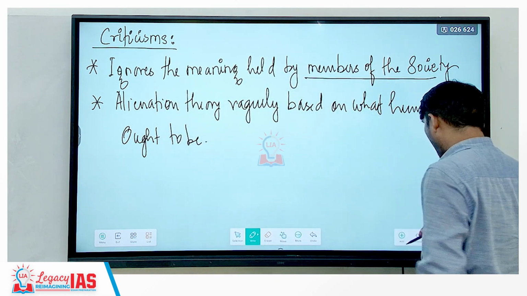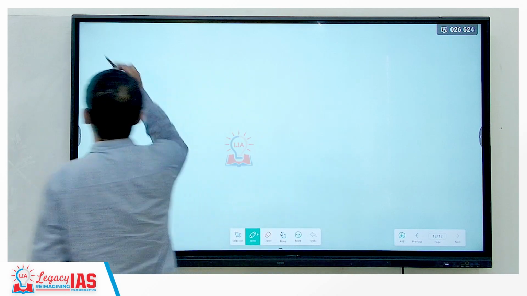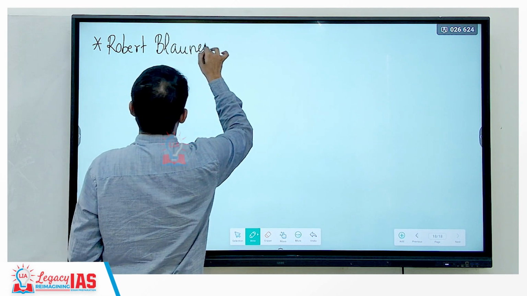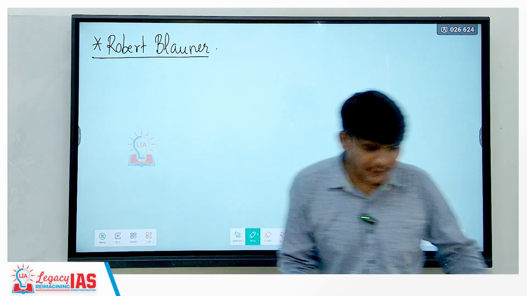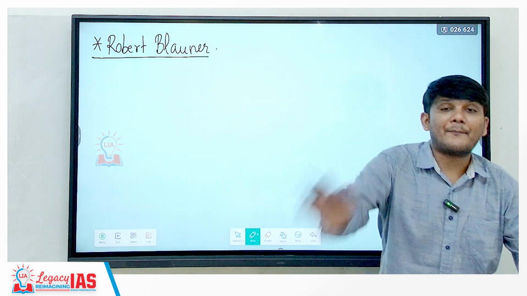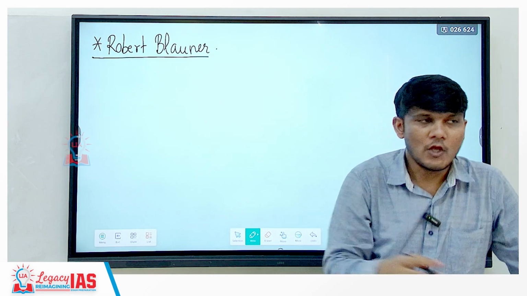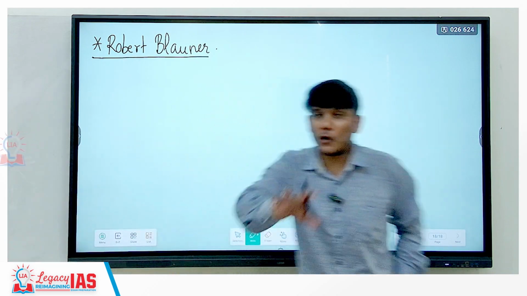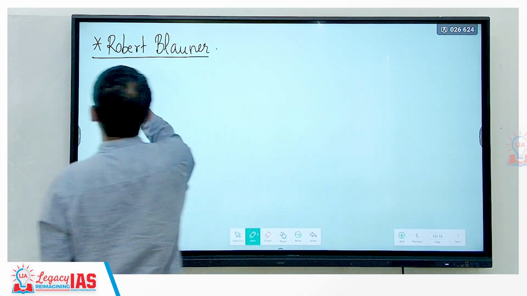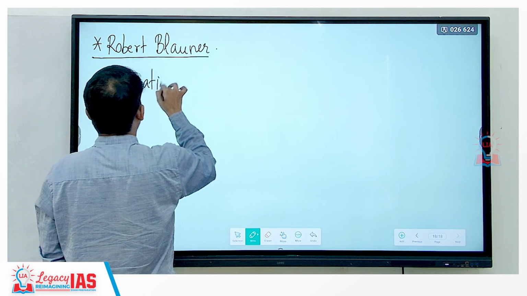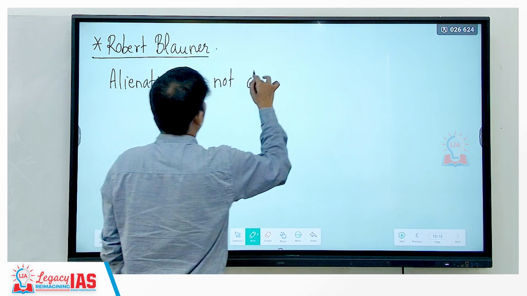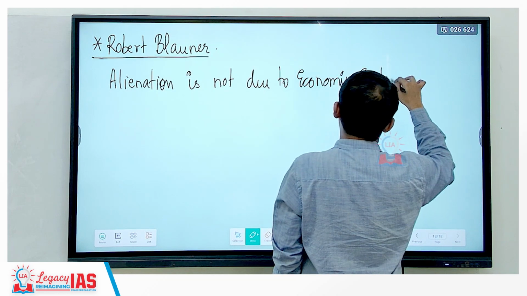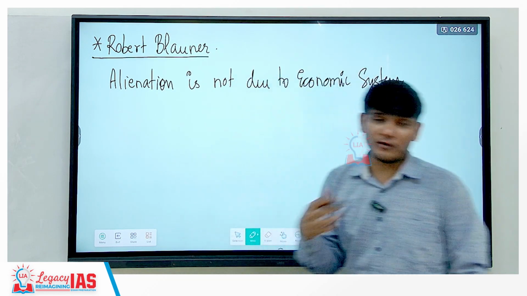Plus, there are other criticisms from other thinkers also. For example, Robert Blauner. Now, Robert Blauner says that Marx is saying the cause of alienation is capitalism, a system of economy. So Marx is saying alienation is happening because of an economic system. But Robert Blauner says that alienation is not due to the economic system. Since he is saying it's not due to the economic system, he also has to say what it is due to.